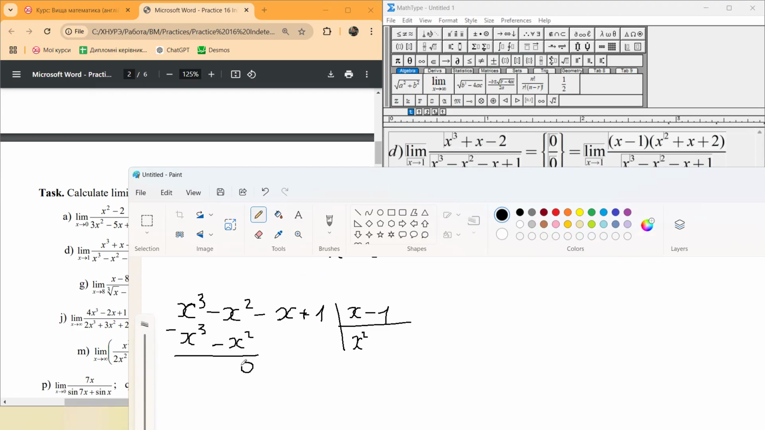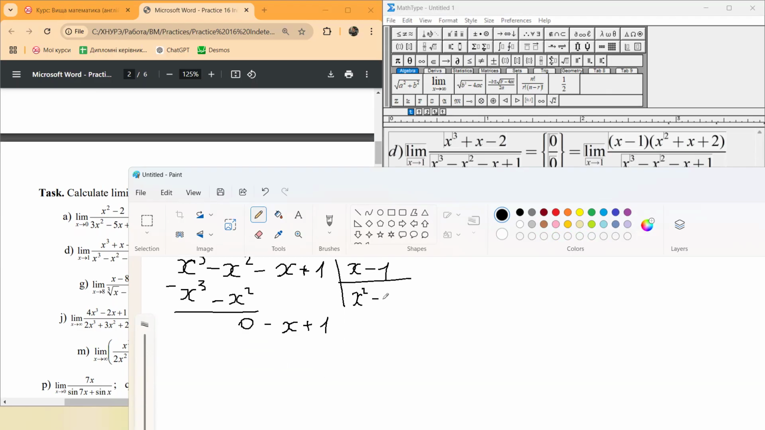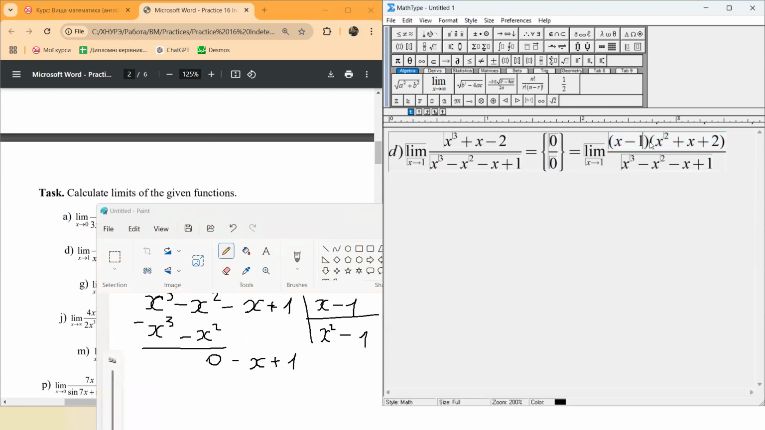So 0 here. So x to the power of 2, so minus x plus 1. Yeah, and by the way, so minus 1 here. So basically what we have, x minus 1 and x to the power of 2 minus 1. Canceling these multipliers.